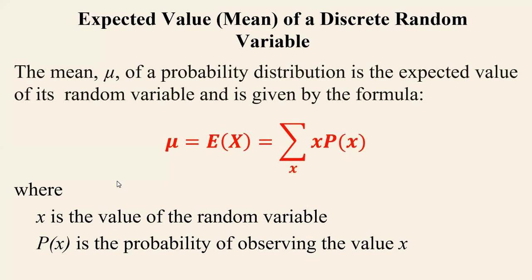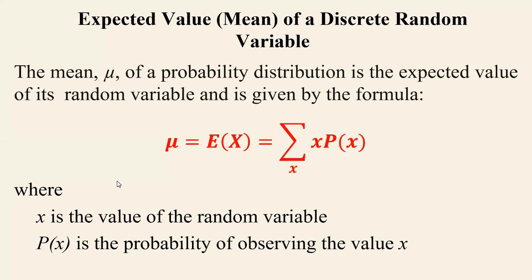For each and every point in a certain continuum, each and every point is possible. So in that case, we look at two types of random variables.